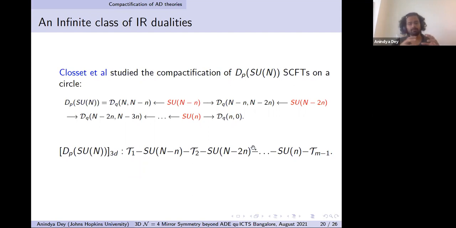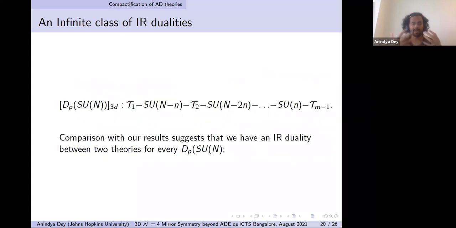Okay, so evidently, I just told you a Lagrangian for the same theory, and here is another Lagrangian. Obviously they are not the same because I emphasized that there are no special unitary factors in the Lagrangian, while they do have explicit SU factors. So what's going on? Comparison between these two results suggests that we have an IR duality between two sets of theories for every DP-SUN.